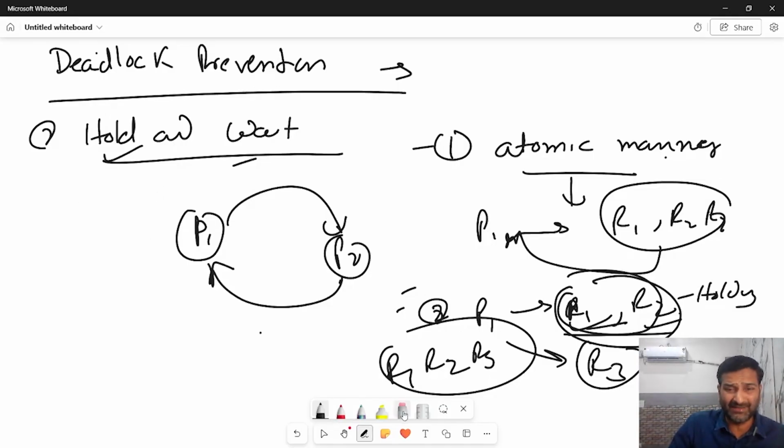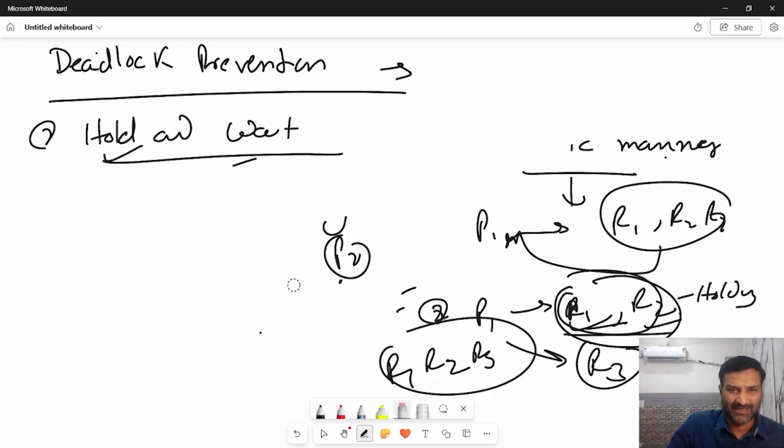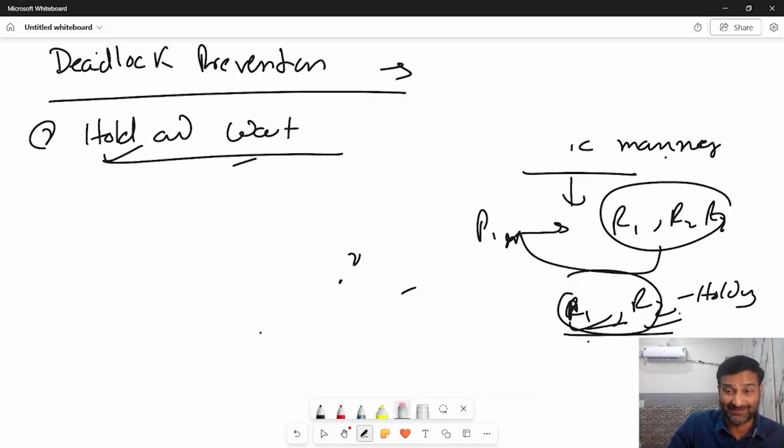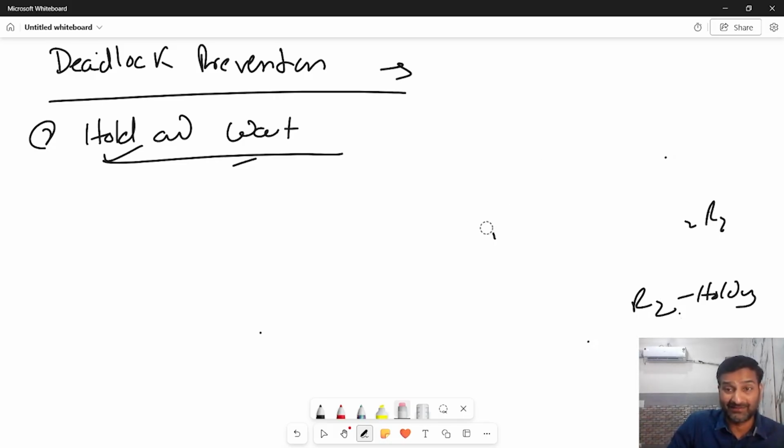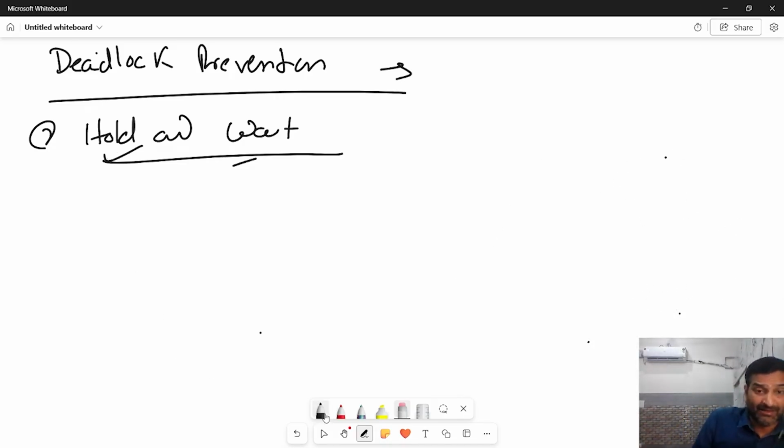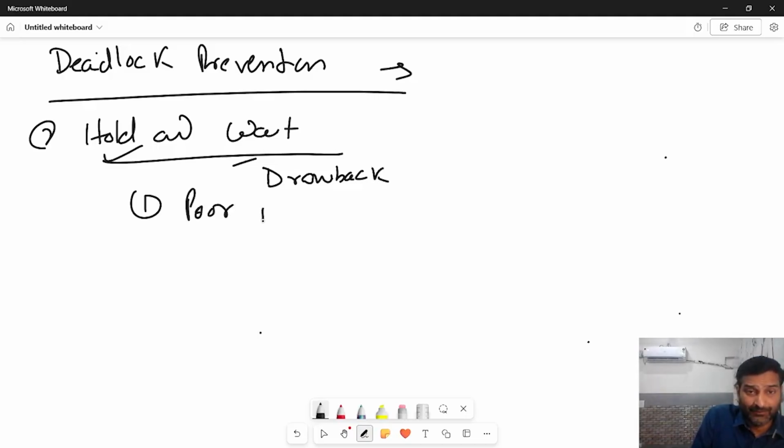But what are the drawbacks of these two approaches? The first is poor resource utilization, and the second is starvation. These are the drawbacks of the two solutions we discussed: poor resource utilization, and second, starvation.